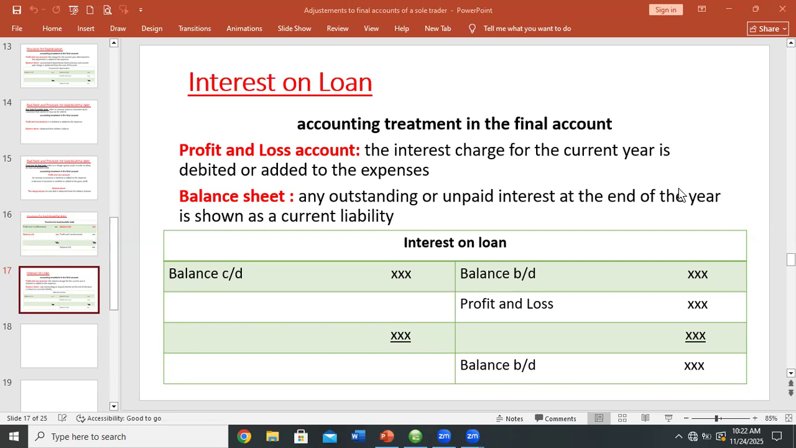Interest on loan. Accounting treatment in the final account: in the profit and loss account, the interest charged for the current year is debited or added to the expenses. In the balance sheet, any outstanding or unpaid interest at the end of the year is shown as a current liability.